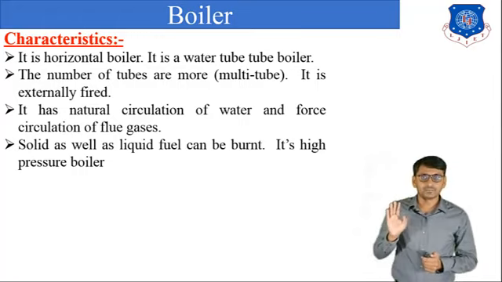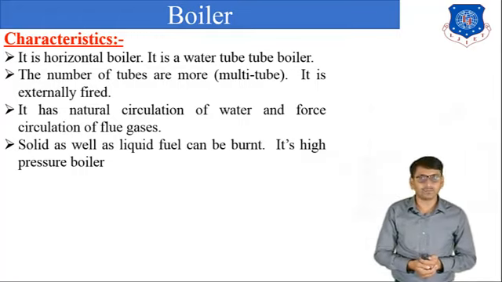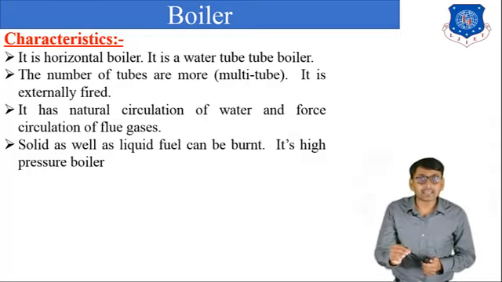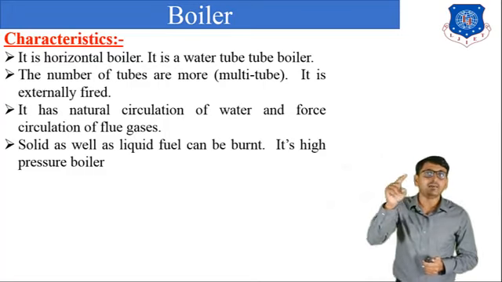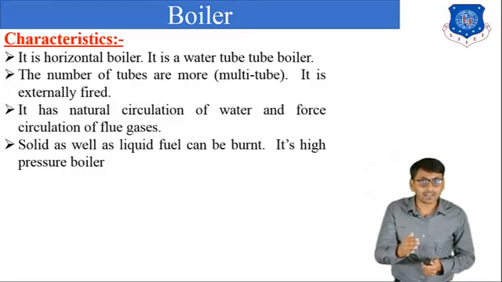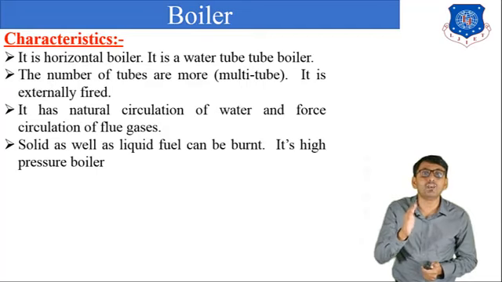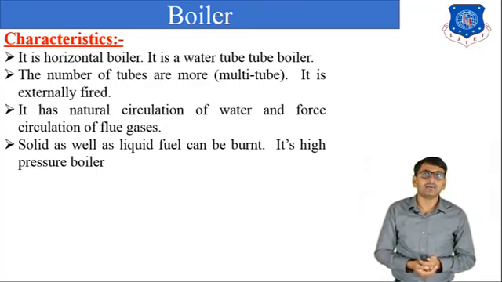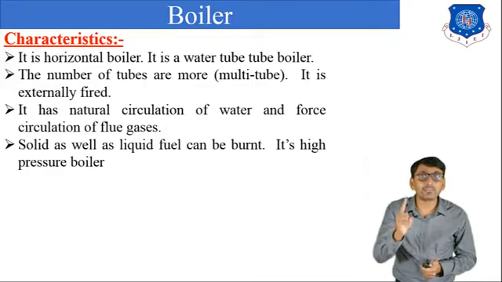Now the main one, this is a water tube boiler. What do you mean by water tube boiler? In a water tube boiler, water passes inside the tube and high temperature gas is present outside the tube. Okay. Now it is an externally fired boiler. It means the furnace is not directly attached to the boiler shell. Then it has natural circulation of water and forced circulation of flue gas, solid as well as liquid fuel can be burned, and it is a high pressure boiler.